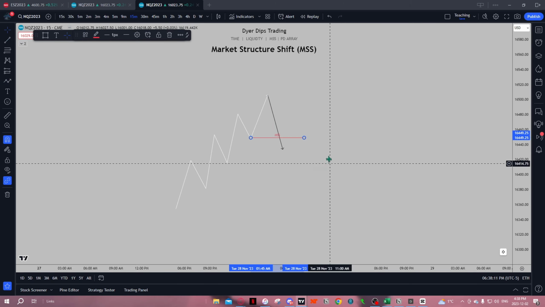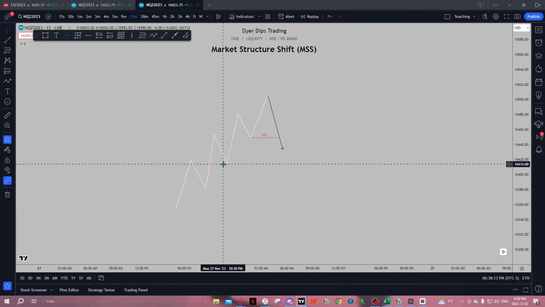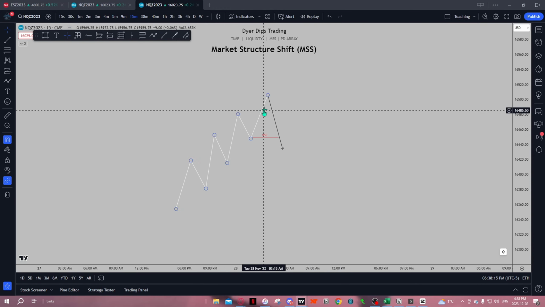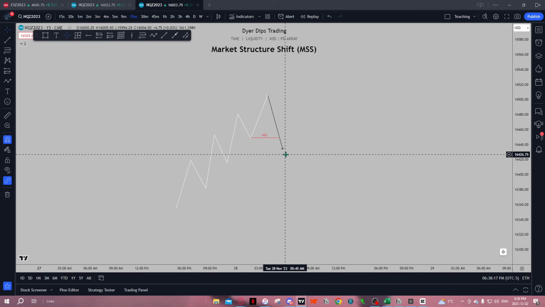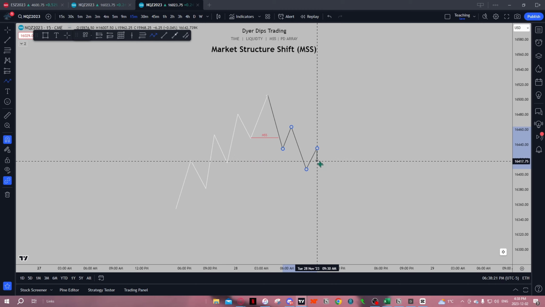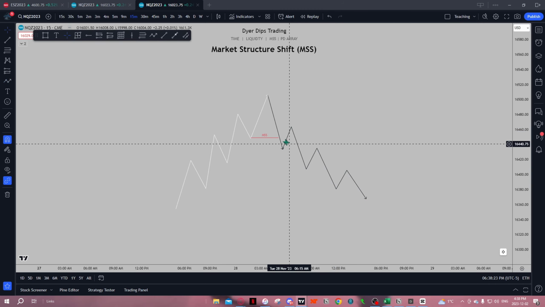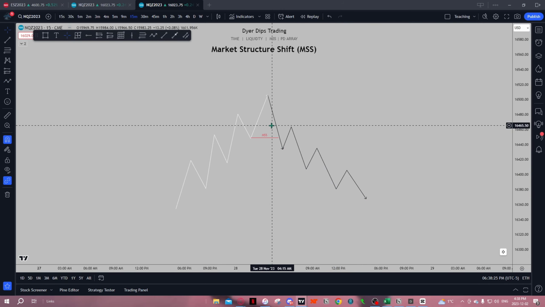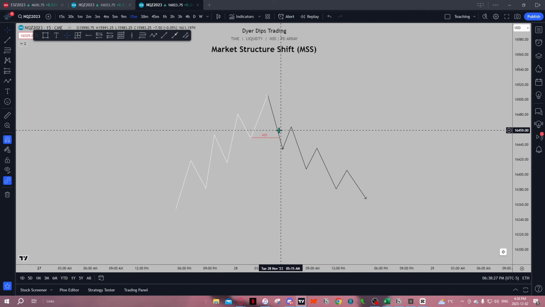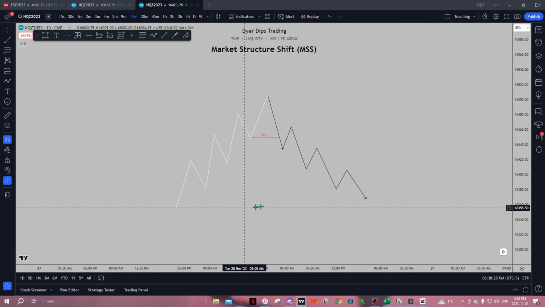This is, by definition, your market structure shift, where market structure was bullish, and now this is the initial indication that price might be starting bearish market structure in the opposite direction. This is where we want to get short. This offers the best risk to reward because you can target this original low down here.